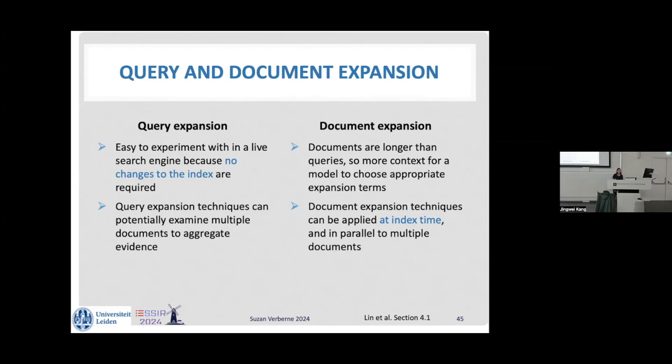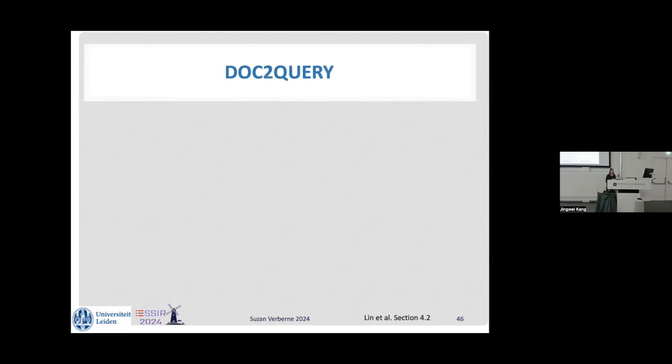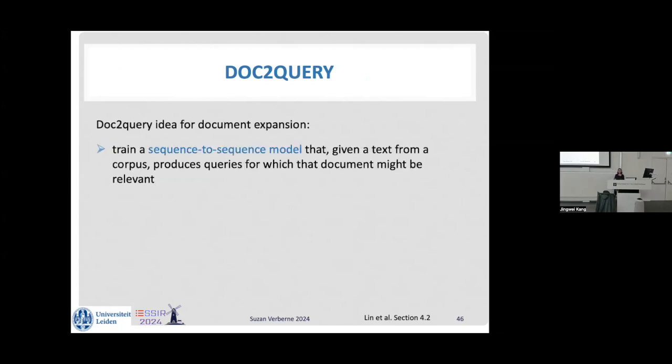The technique that I want to discuss here that is quite successful and commonly used is called doc2query. Doc2query is a technique for document expansion. The idea is that we train a sequence-to-sequence model on data of which we know the documents are relevant to the query. So we take a document and a query for which we know the document is relevant, and we teach a sequence-to-sequence model to generate a query from the document. So given a document, generate queries for which the document is relevant. So kind of reverse search, that's how we train a model.